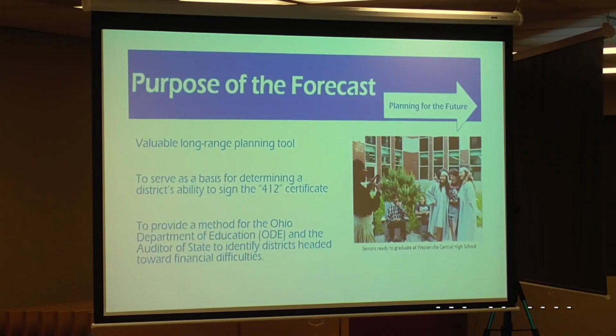Okay. So the purpose of the forecast is a valuable long-range planning tool. Ohio Revised Code 5705.412 requires a 412 certificate, a certificate of revenue, for any district expenditures for new salaries or wage schedules, any appropriations resolution, any contracts that are over $500,000, or any contract that's a multi-year contract. In that case, we have to sign what's called a 412 certificate, and this forecast provides the basis for us to do that. That certificate requires my signature, the board president's signature, and the superintendent's signature.